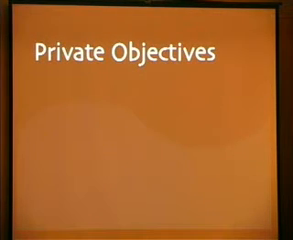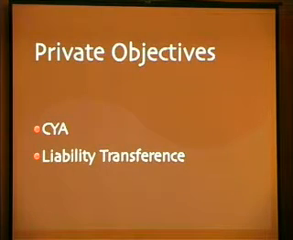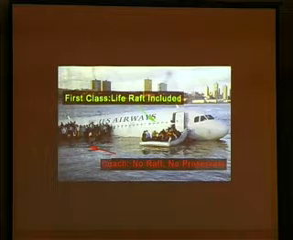Then from the private objective, this is the more accurate standpoint of where we are. It's about CYA and liability transference. And that's what we wind up with in most policy structures within various organizations. I was online not too long ago and found this picture, which really made me think of how most policy structures are set up within organizations, which is unfortunate.